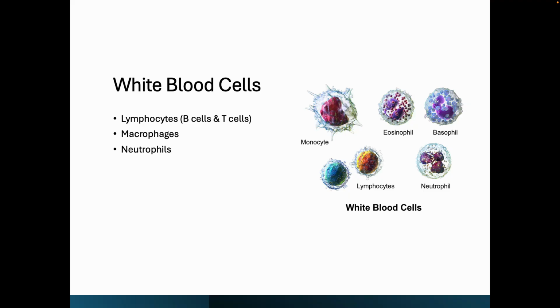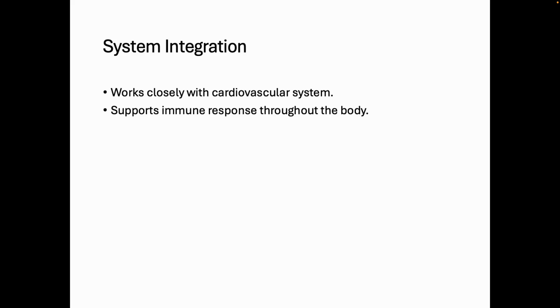Here's the white blood cells. Lymphocytes, macrophages, and neutrophils. So these little guys are going to go in and latch on to the things that they think are tasty, like pizza.